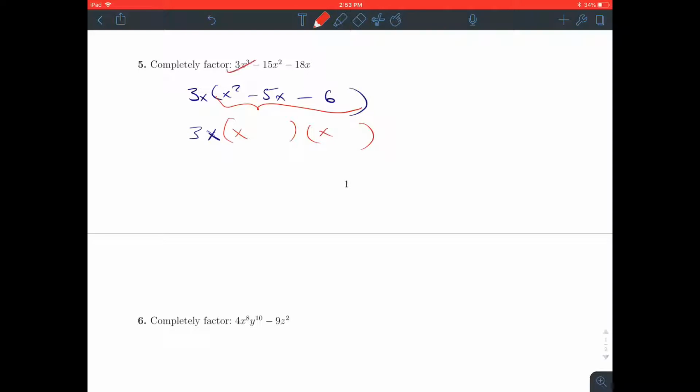So we set up our parentheses, x times x is x squared. Now we're looking for two numbers that add to negative 5 and multiply to negative 6. Those are negative 6 and positive 1.